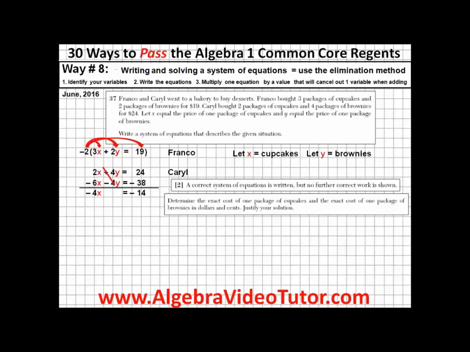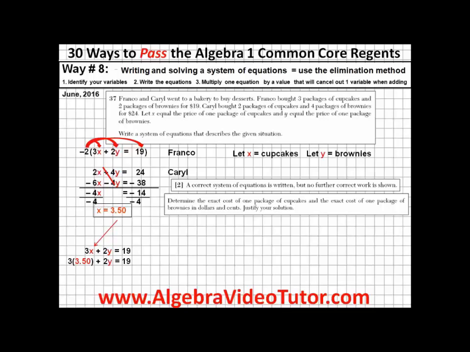Okay, but we're not done yet. That's just one step. Now to get x by itself, you're going to divide both sides by -4 so that x is equal to $3.50. That is the exact cost of 1 package of cupcakes. Okay, x is cupcakes, so now we got 1. Now how do we get the other? We're going to take one of the original equations. Let's take Franco's here. You could take Carol's too, but I'm going to use Franco's. Take the original equation, and in place of x, we're going to insert the $3.50. Okay, so right there, insert $3.50, and then next statement is going to be written like this.